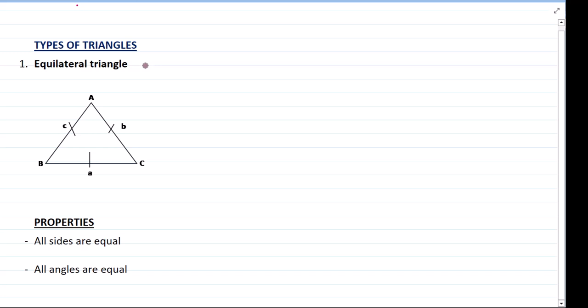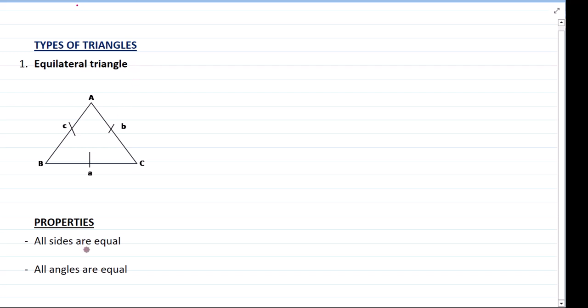Types of triangles. In this lesson, we'll cover the types of triangles and solve questions on triangles. Number one, we'll have the equilateral triangle. The equilateral triangle has three sides. So let's go through the properties and understand better.